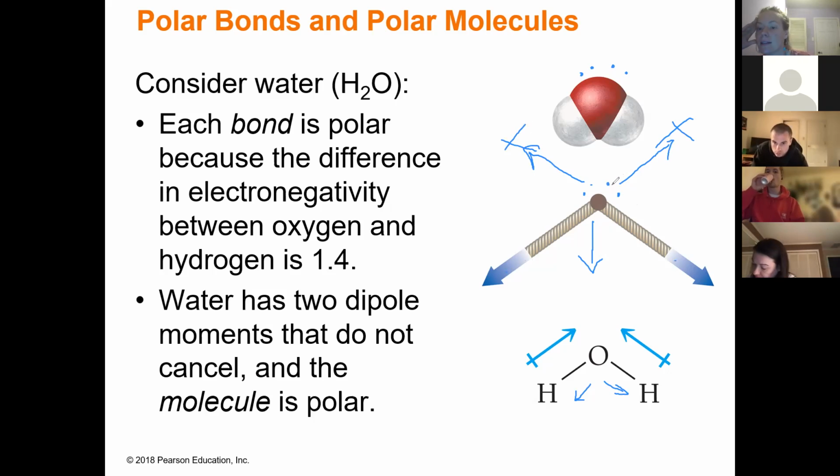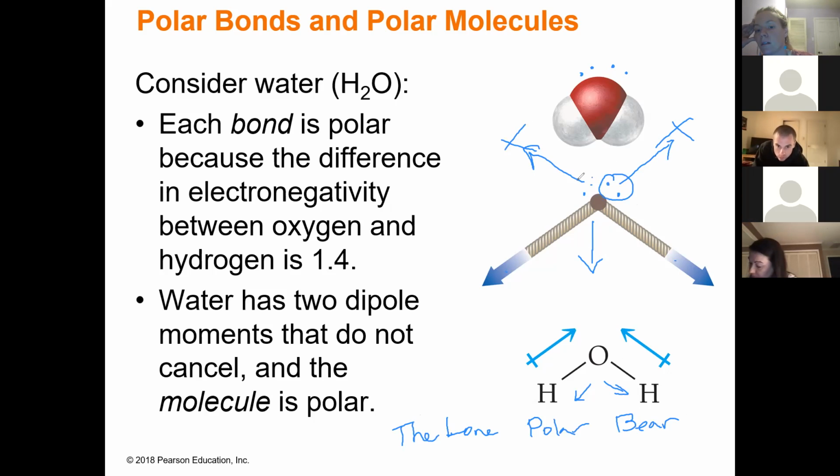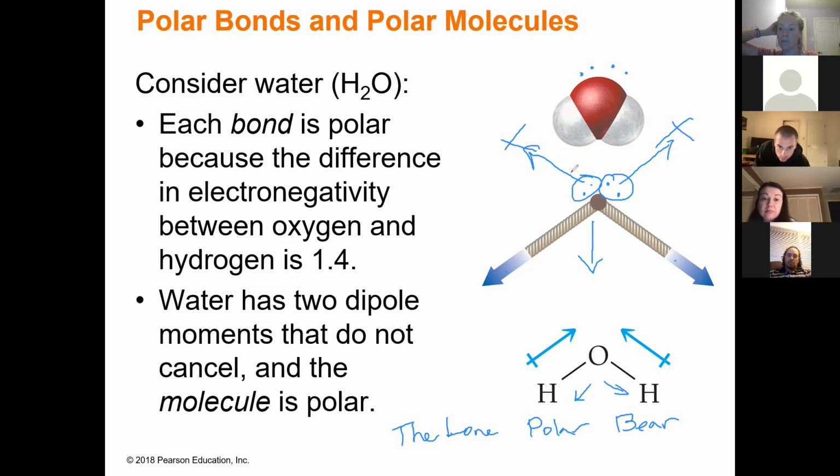Another way we can say this is: the lone pair is polar. Okay. If you have lone pairs on the central atom, it's polar. That will really cover like 98% of molecules. So, if you identify a lone pair, you'd say the molecule is polar.